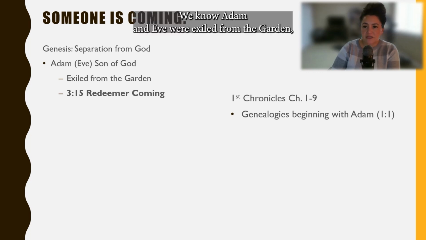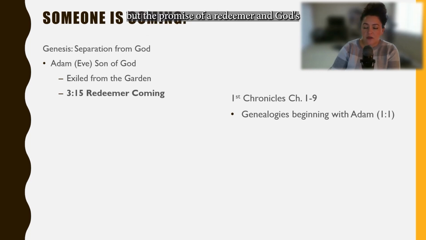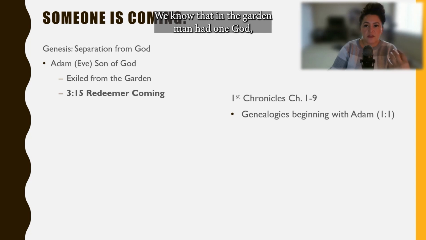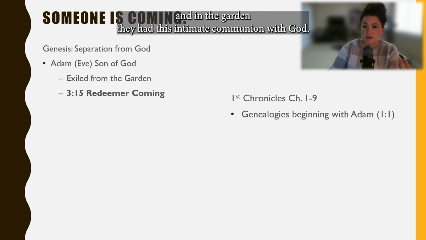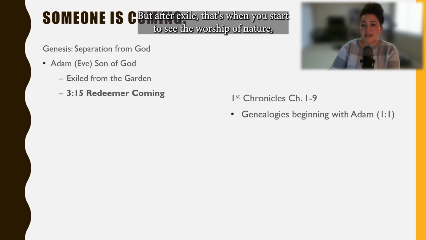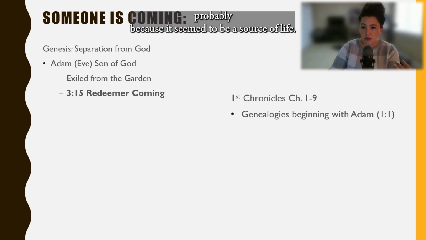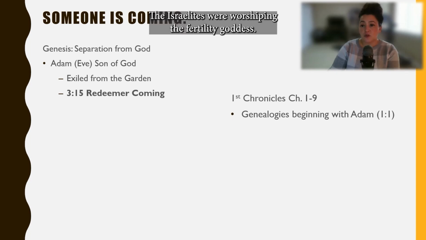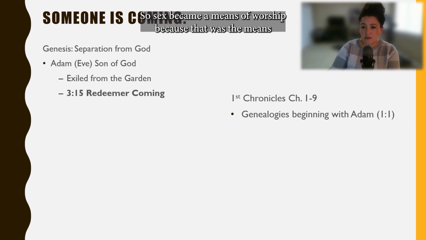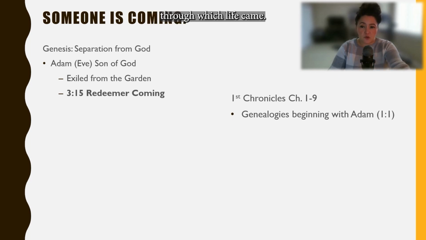We know Adam and Eve were exiled from the garden, but the promise of a redeemer and God's redemptive plan begins in Genesis 3:15. We know that in the garden, man had one God, and they had this intimate communion with God. But after exile, that's when you start to see the worship of nature, probably because it seemed to be a source of life. The Israelites were worshiping the fertility goddess, so sex became a means of worship because that was the means through which life came.